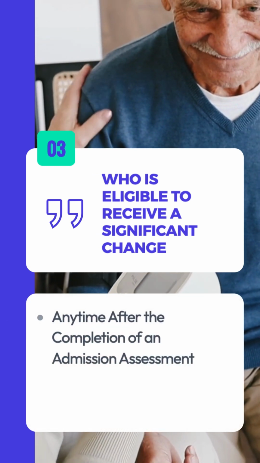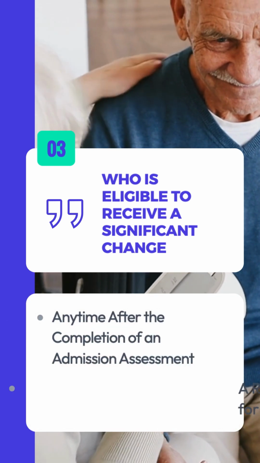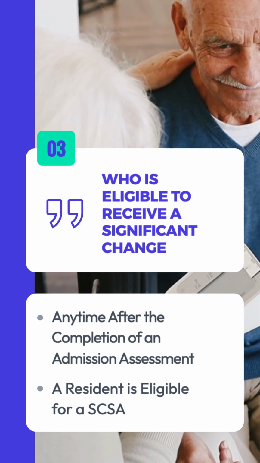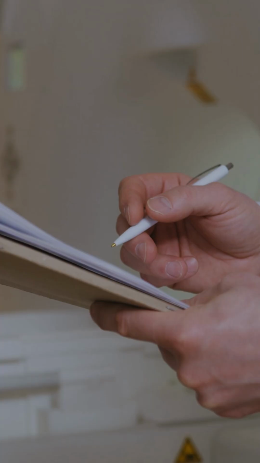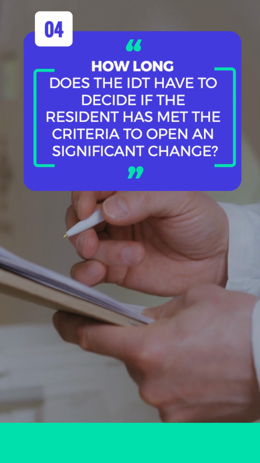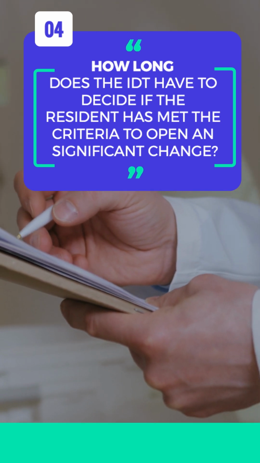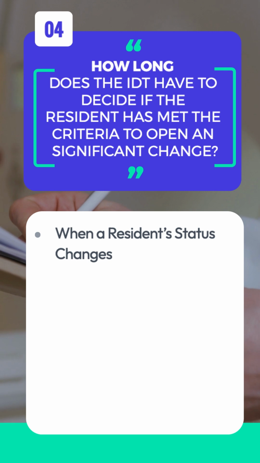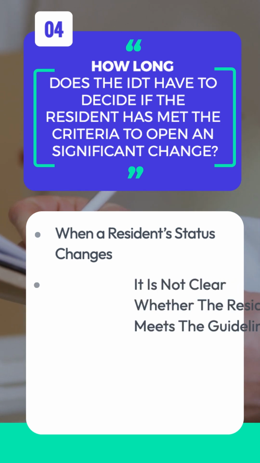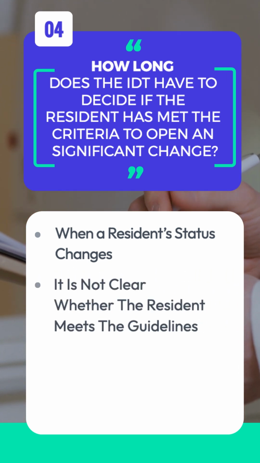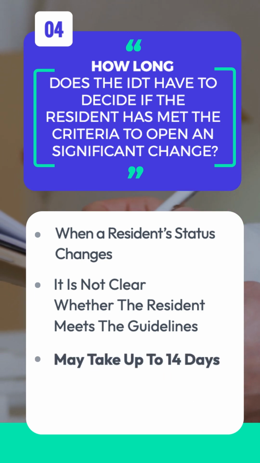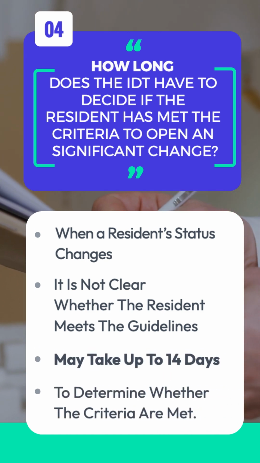Any time after the completion of an admission assessment, a resident is eligible for a significant change assessment to be performed. How long does the IDT have to decide if the resident has met the criteria to open a significant change? When a resident's status changes, and it is not clear whether the resident meets the guidelines, the nursing home may take up to 14 days to determine whether the criteria are met.